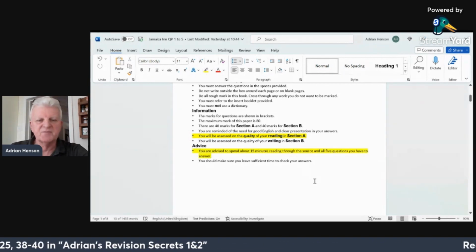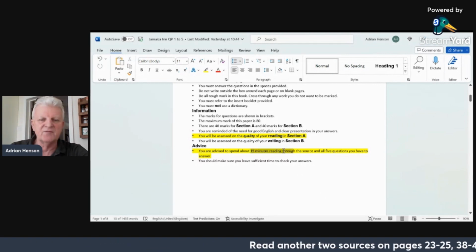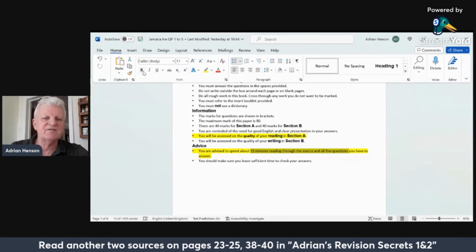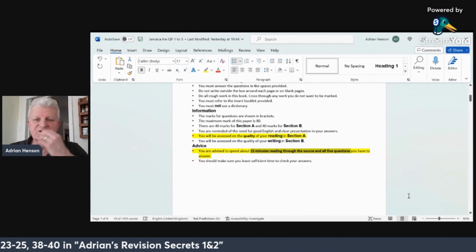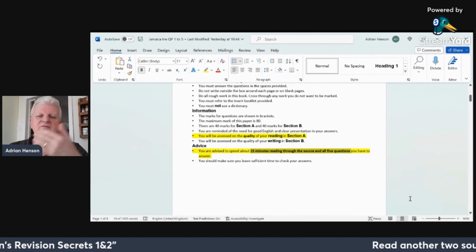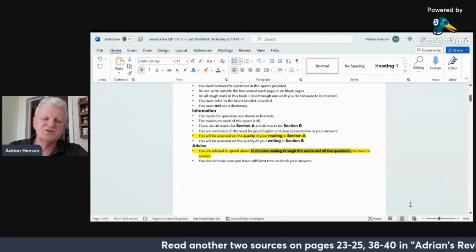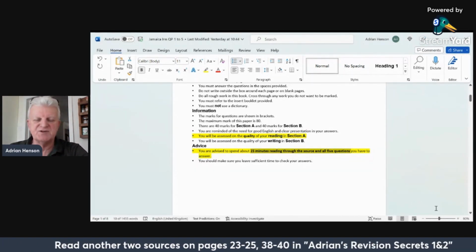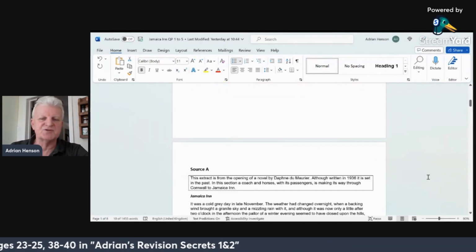What I didn't show you yesterday is that the examiners on this paper factor this in. It says here, you're advised to spend about 15 minutes reading through the source and the 5 questions. So that is actually factored into the exam. Don't think that when you read a source, you have to rush it. As I said in the original video, students often think they're wasting time by reading carefully. We know that's not the case. So let's move on to the source now.